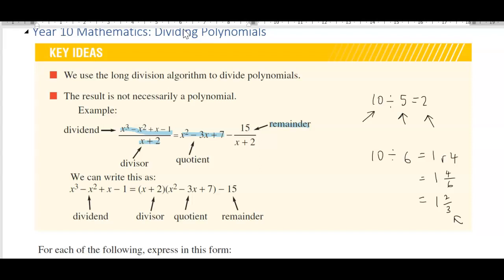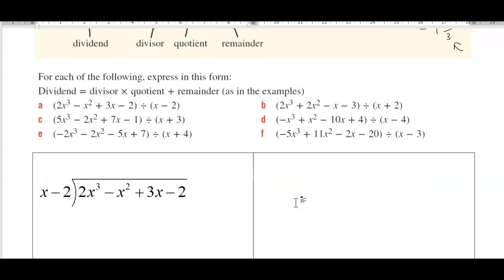Now when we write our answer, you can see here we've got the divisor, so we put that into our answer, the quotient, and then the remainder. So what we've effectively done is multiplied both sides by the x plus 2 to get rid of this. All right. Let's move on.